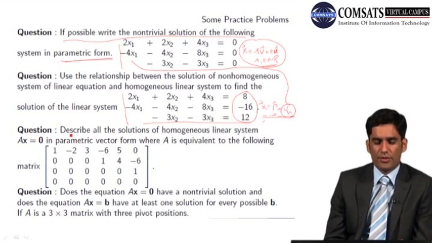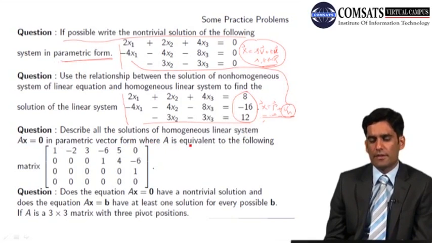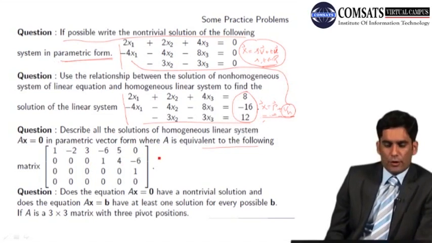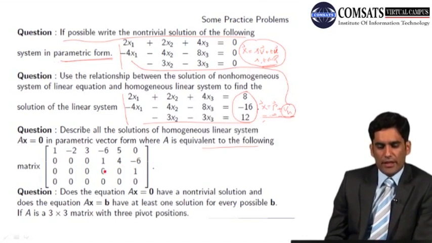Next question is: describe all the solutions of homogeneous linear system Ax equals 0 in parametric vector form, where A is equivalent to the following matrix. Homogeneous linear system है, A equivalent है इस following matrix के, तो इसको आपने solution parametric form में लिखना है.